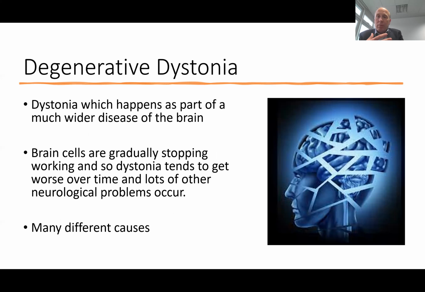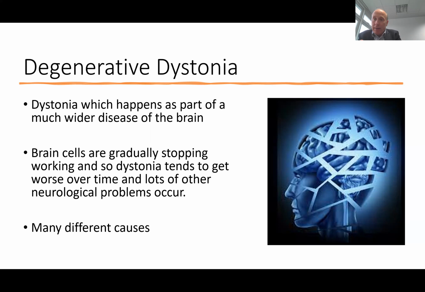There's another type of dystonia called degenerative dystonia. That's when dystonia is happening as part of a much wider disease process in the brain, a neurological disease process which is causing brain cells to gradually stop working, widespread in the brain. Dystonia happens as part of that process, but typically people have lots of other problems as well. Because this is degenerative, the loss of brain cells keeps going, it tends to get worse over time, and people develop other neurological problems alongside the dystonia. There are lots of different causes, and there would often be quite a significant amount of investigation to try to understand the cause. Unfortunately, that typically doesn't lead, at the moment, to being able to change the course of the illness, but it can be important to understand what is causing it. So these are degenerative types of dystonia.